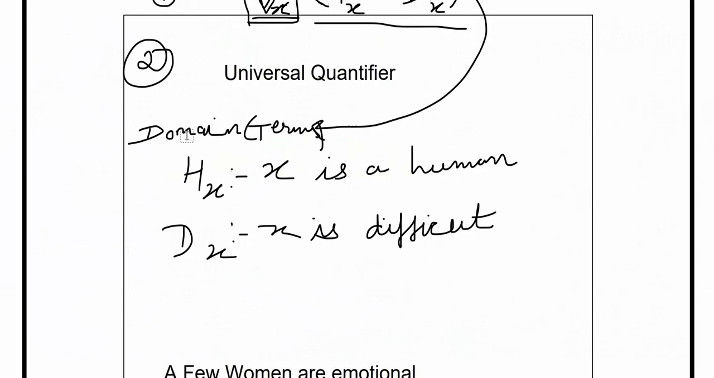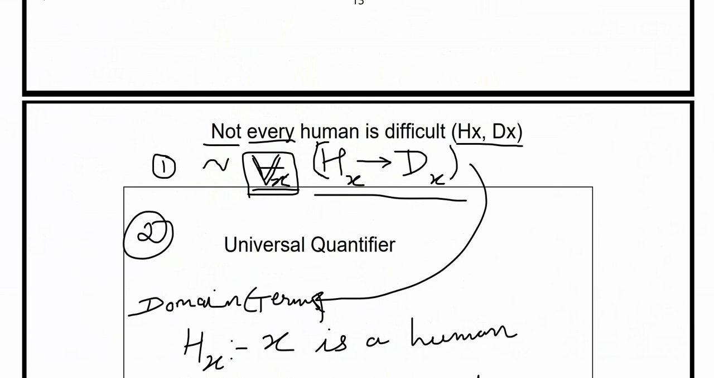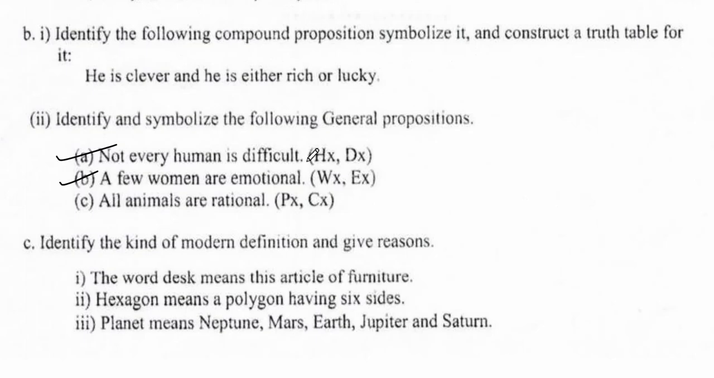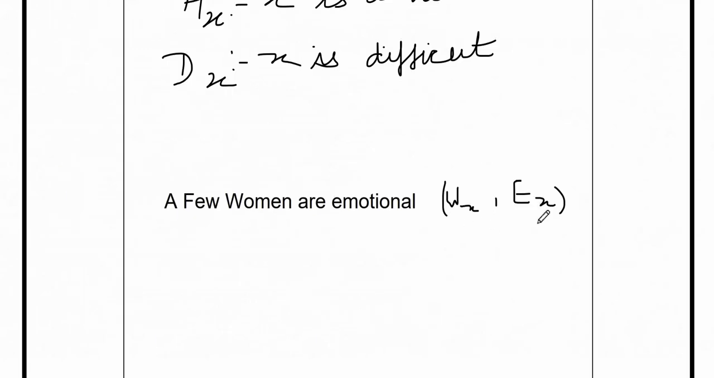Alright. So what do we have to find? We have to find three things. One is symbolize the general proposition. Then find its type. And then create the domain or the terms. So we have Wx, Ex. So we have to state what is Wx and Ex. First we need to know whether this is existential or universal. A few means some. For some we'll use existential quantifier.